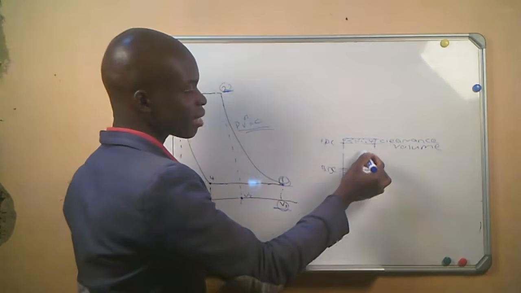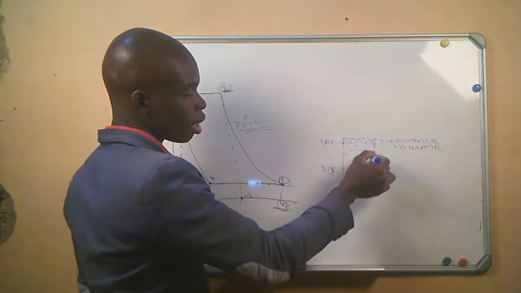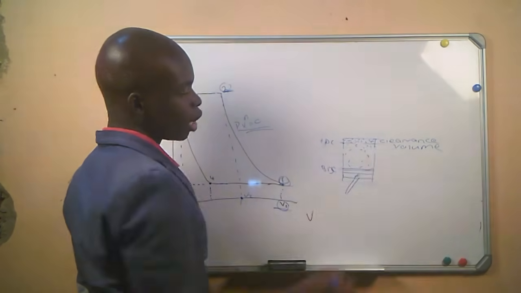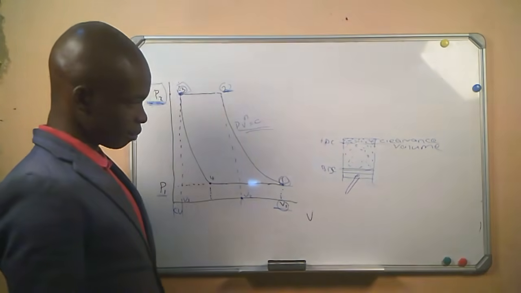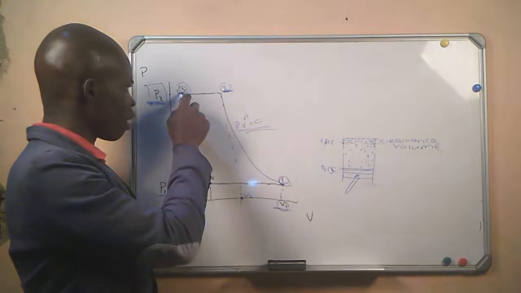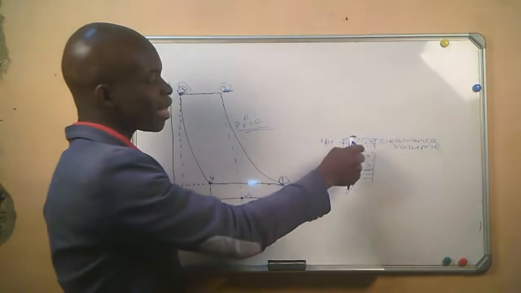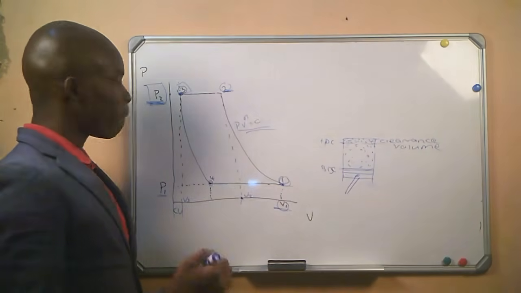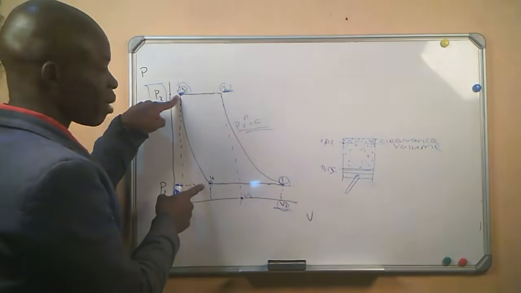and then it will fill the space in the cylinder. This is from number 3 to number 4. Only the air that is in the system is expanded between point number 3 and point number 4.